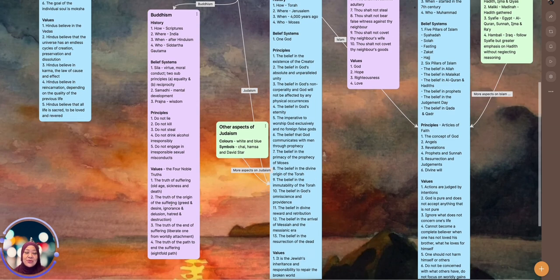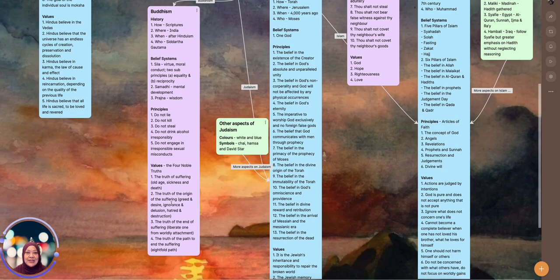13 principles altogether. Don't worry, ladies and gentlemen, I will be sharing this Padlet in the PDF form after this. So I will share this. 13 principles for the Jewish people, for Judaism. The first one, the belief in the existence of the Creator. Next, the belief in God's absolute and unparalleled unity.